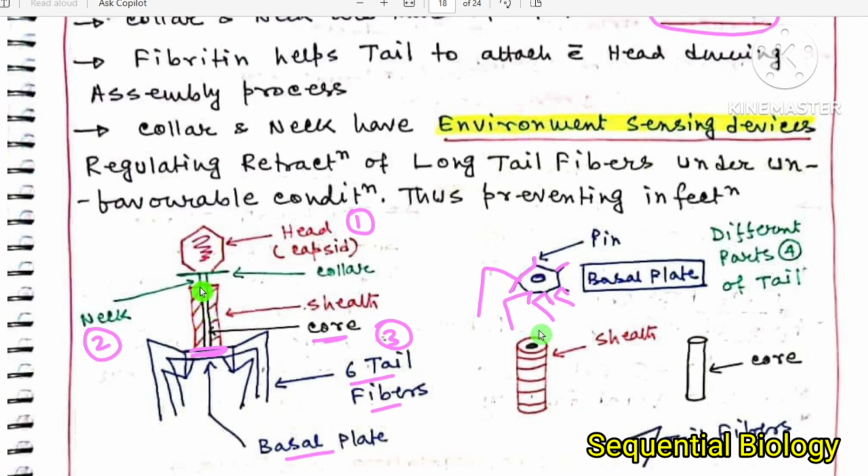The tail is present, and inside the tail there is a hollow structure known as the core, and this core is covered by the sheath. All these things are made up of protein, and just below the tail there is a basal plate, which is hexagonal, and in each point there is a pin, and in each point the tail fiber remains attached. With the help of the tail fibers the bacteriophage attaches to its host cell. This is the tail sheath, and inside this tail sheath the core is present, which is a hollow structure, and this is the structure of the tail fiber.